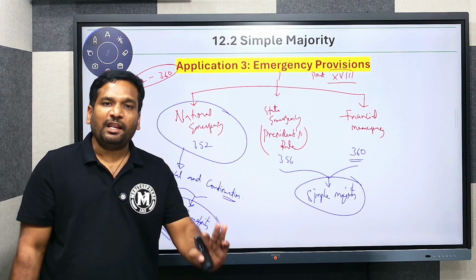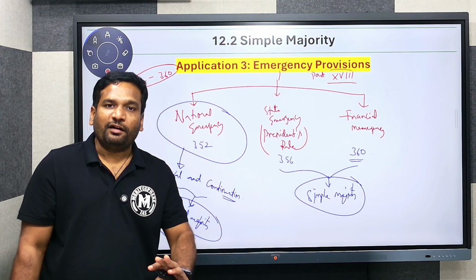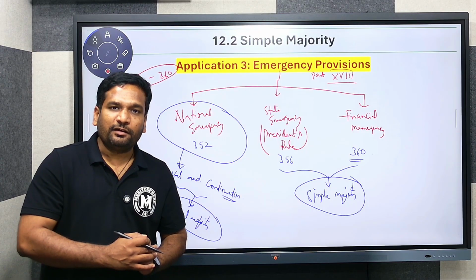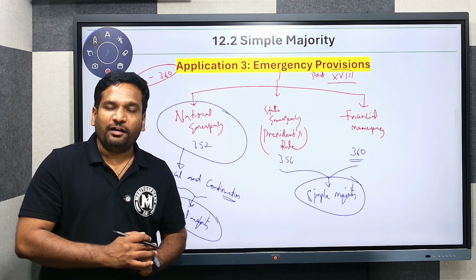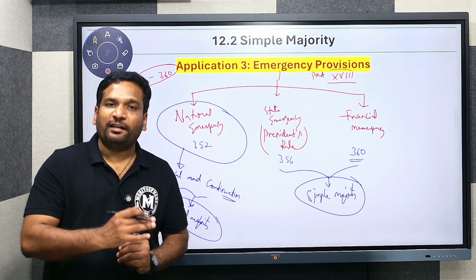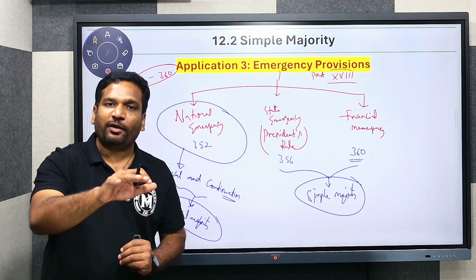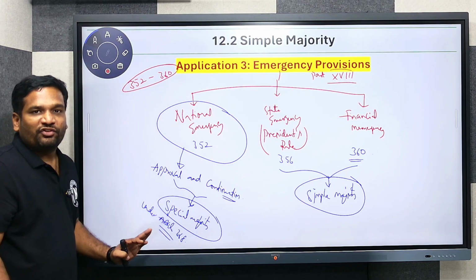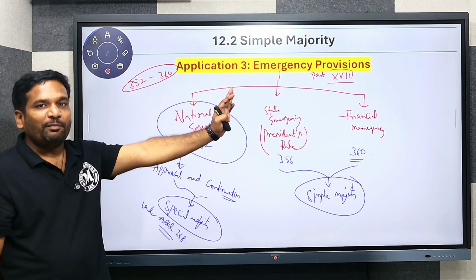After 6 months, again, if there are certain conditions that require the continuation of the national emergency, then again the Parliament takes up the matter and it reviews. And if the continuation of the national emergency is required, then again it has to approve the continuation. And again, in such circumstances also, for the continuation also, the majority required is special majority under Article 368. Got my point? So the third application is related to emergency provisions.